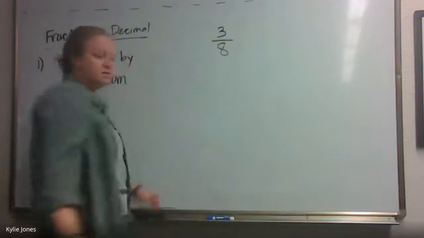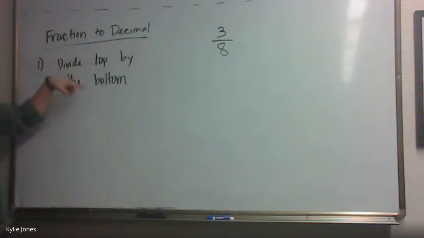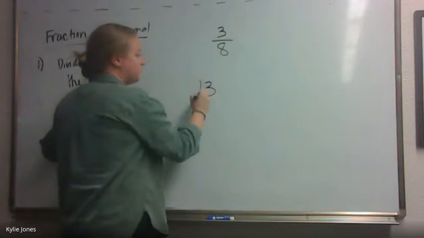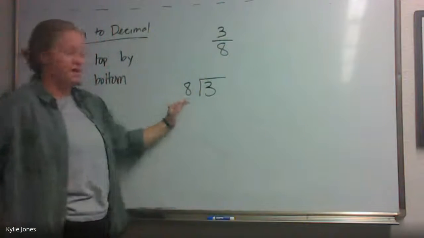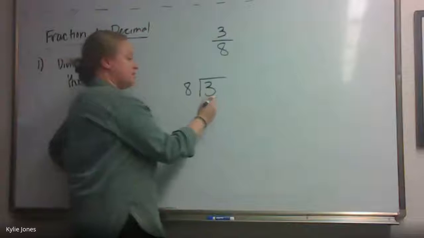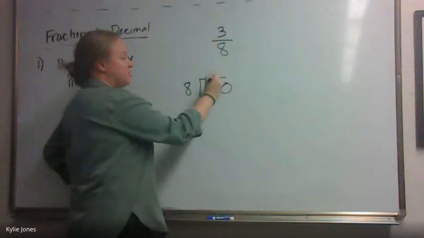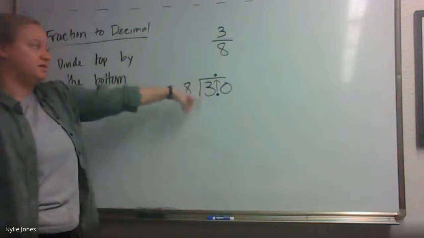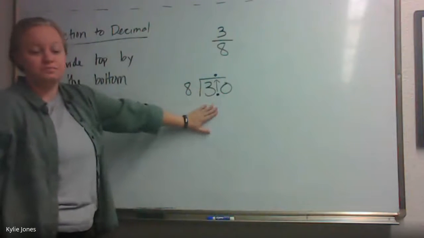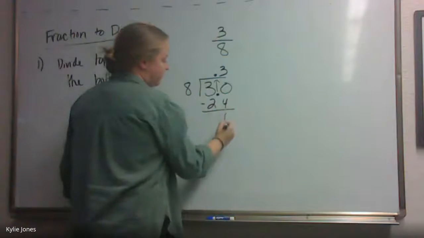3/8. Okay, so if we start with the fraction 3/8, we're going to take the top number and divide it by the bottom. So we're going to take our 3, divide it by 8. Does 8 go into 3? No. So you put your decimal behind it. Good, 8 does not go into 3, so we need to add a decimal and a 0. If I added a decimal, you have to make sure you bring it up so it fits, right? So you have your decimal. Does 8 go into 30 now? Yeah. How many times? 3. 3 times. We can subtract 24 and we get 6.